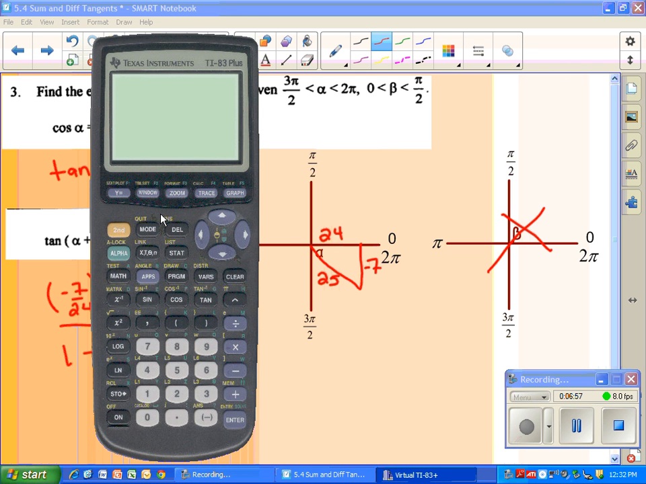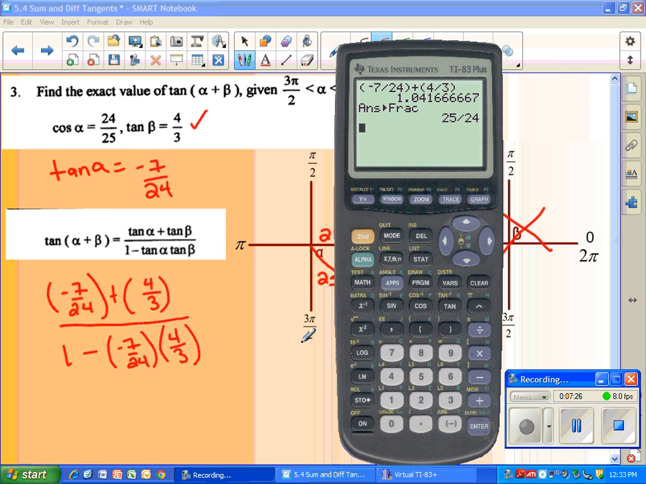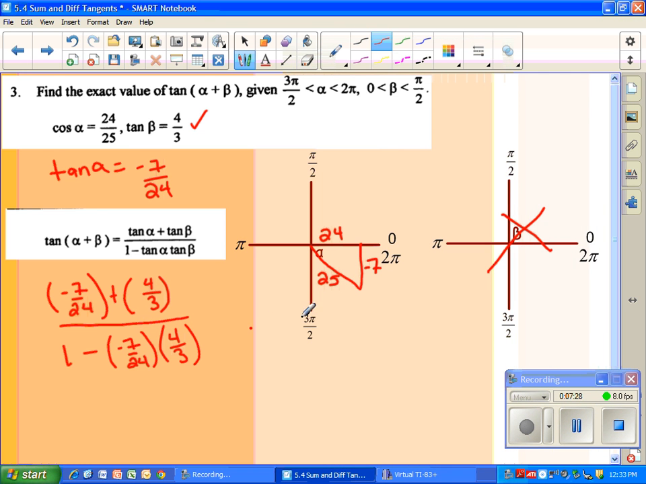We're going to use our calculator, and we're going to calculate -7/24. Make sure you put fractions inside parentheses, plus 4/3. And I'm going to hit enter, and I'm going to turn that into a fraction by hitting math enter, and that's 25/24. So the numerator is 25/24. So we'll put that in the numerator, 25/24, all over.